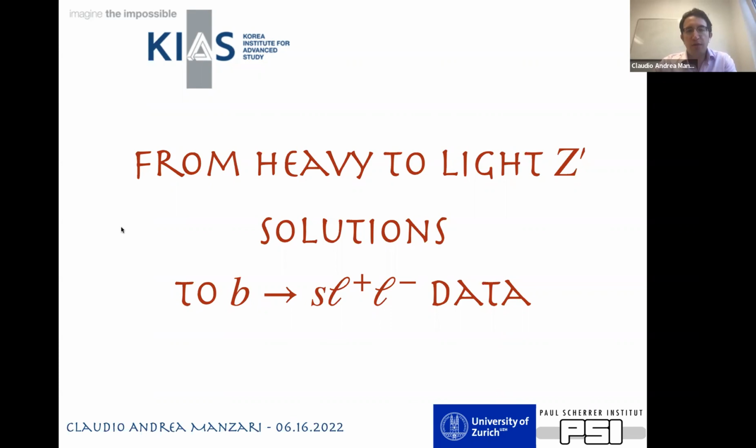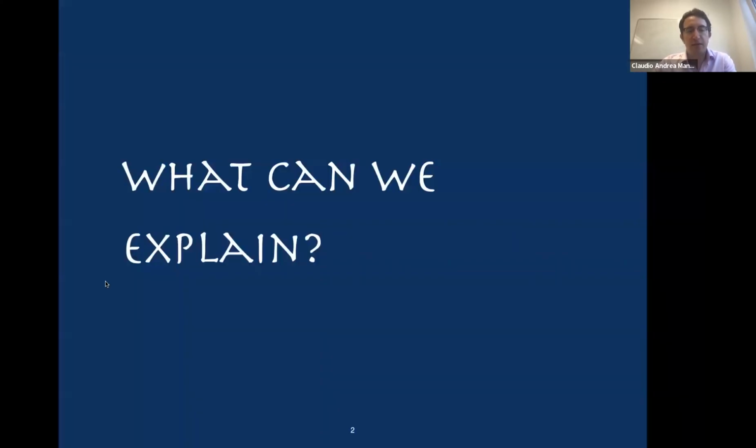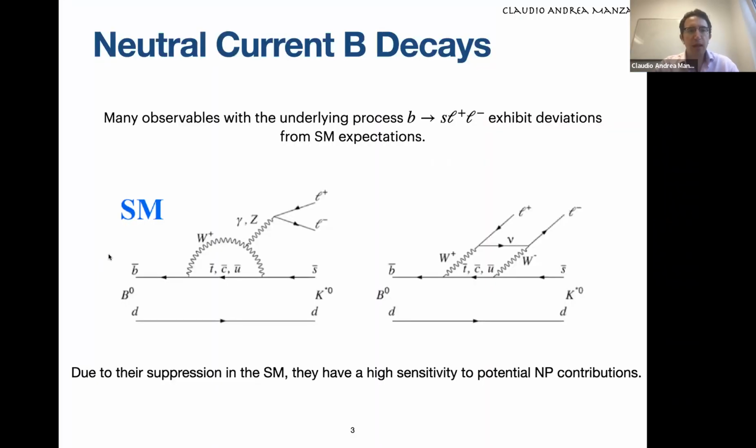So before moving to Z prime models, let me start by reminding you about the main motivations for these models, in light of current available data. And I will start from neutral current B decays. In this context, there are several observables characterized by the underlying process B to S L plus L minus, which exhibit deviations from standard model predictions.